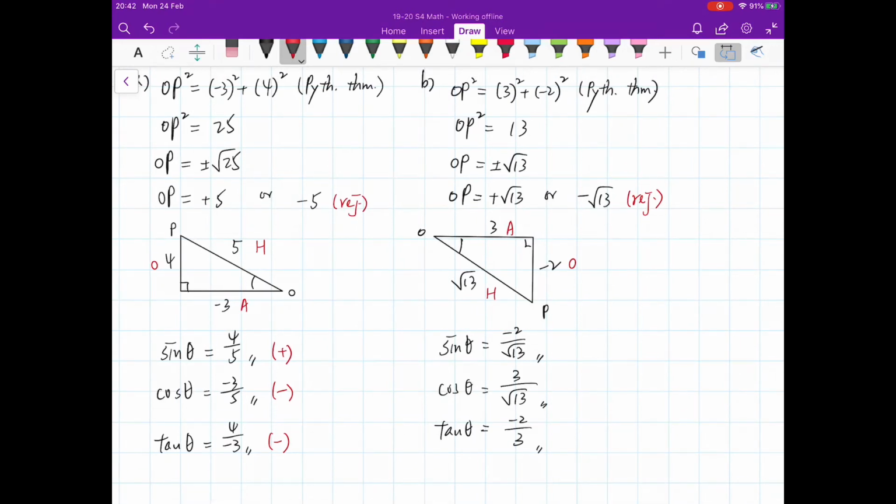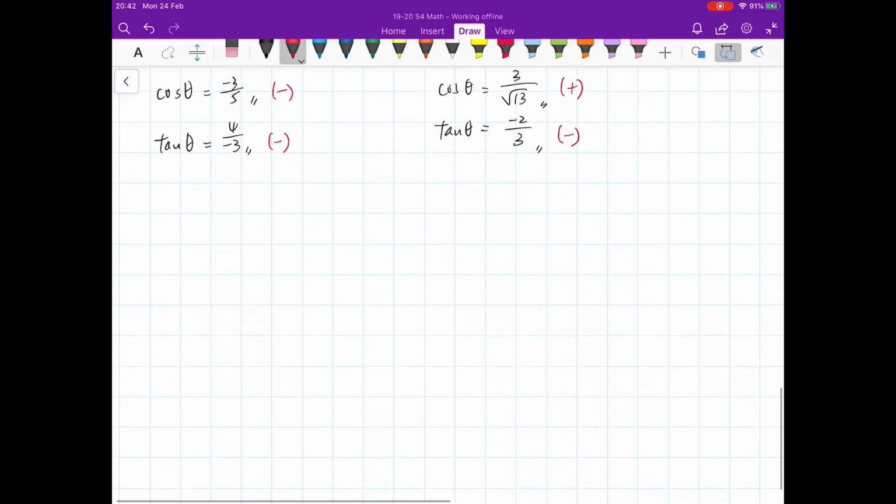So similarly, for part B, we know that the triangle is in quadrant 4, only cosine theta is positive, and sine and tangent are negative. So again, all the values and all the answers in this part are reasonable.